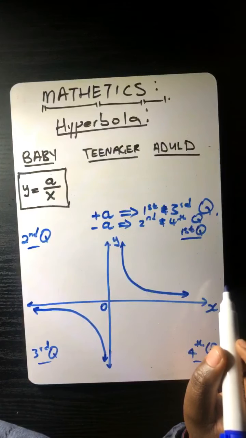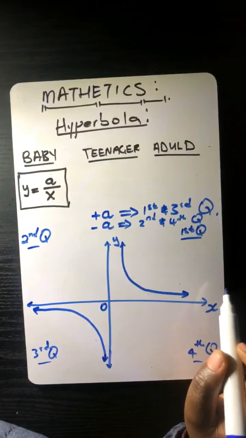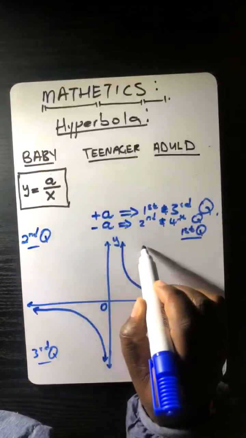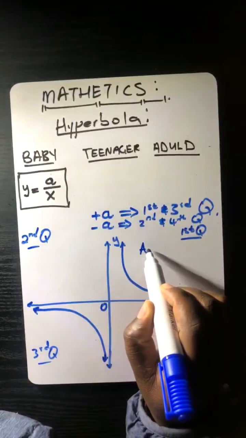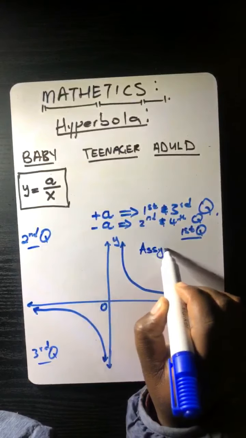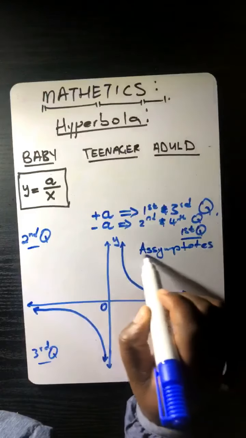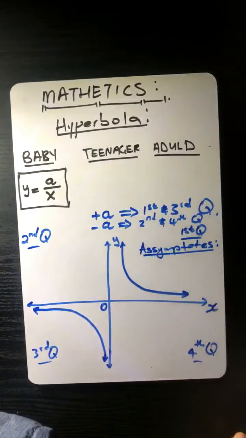I think I've said all that I wanted you guys to be aware of regarding a hyperbola at a baby stage. But remember, there's something called asymptotes. I might have got the spelling wrong. We used to call it asymptote during our time. So don't get surprised if one day I say, what is an asymptote? If you open your eyes wide, it means you missed this lesson.